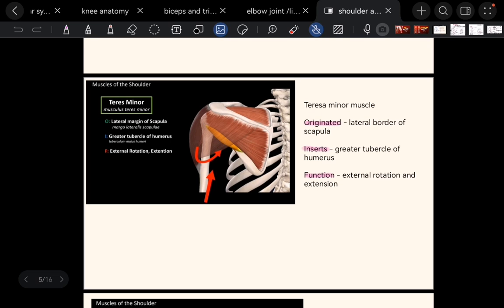The next muscle is the teres minor. The teres minor is a muscle that originates at the lateral border of the scapula, inserting at the greater tubercle of the humerus. The function of this muscle is to provide external rotation and extension of the arm.